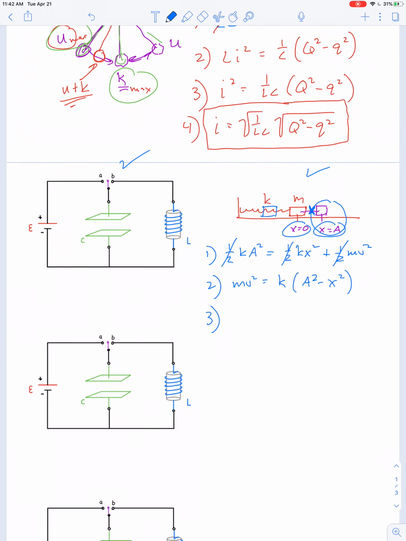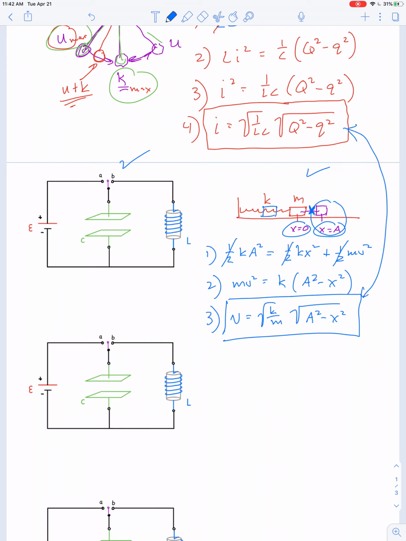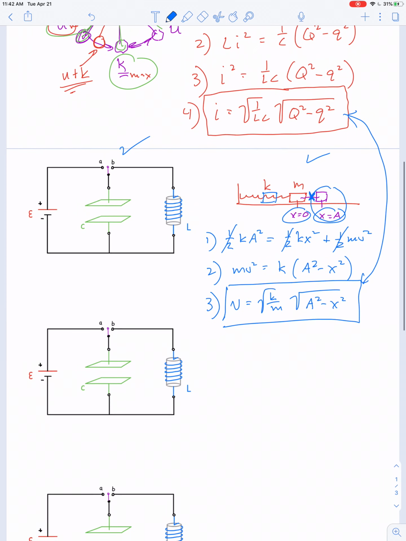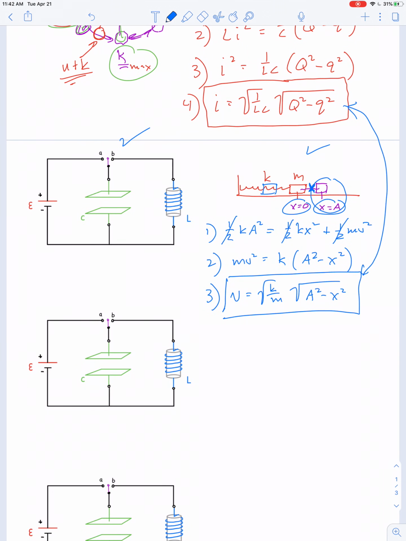If we divide both sides of the equation by m and take the square root of both sides of the equation, we get v is the square root of k over m times the square root of A squared minus x squared. Notice the similarity in these two equations. We've suggested before that we can make a comparison between a capacitor and a spring.